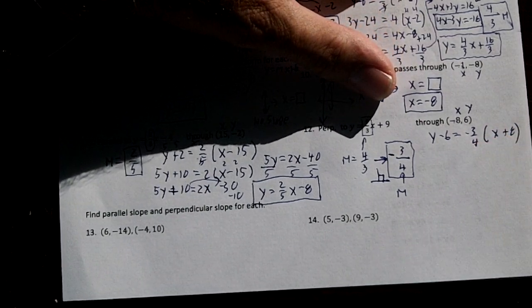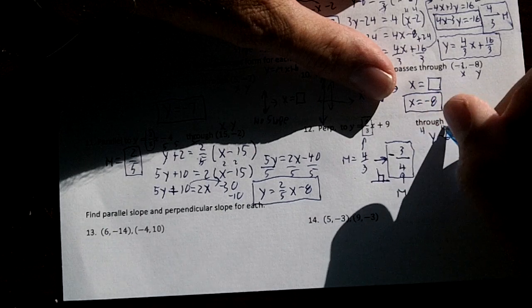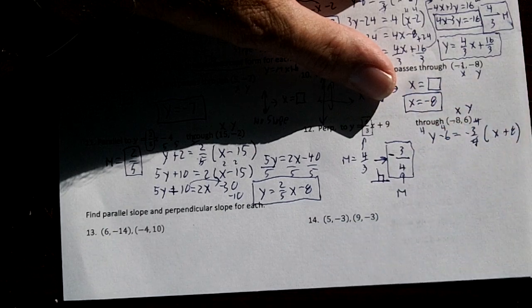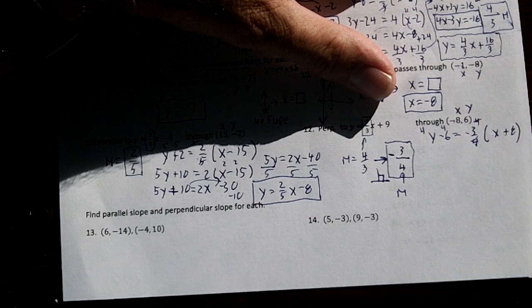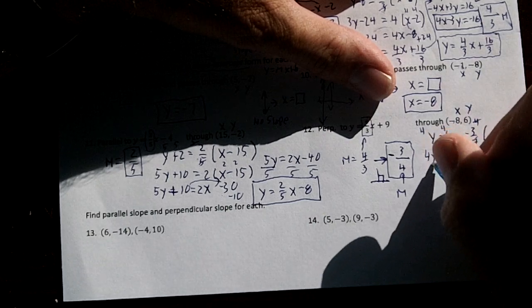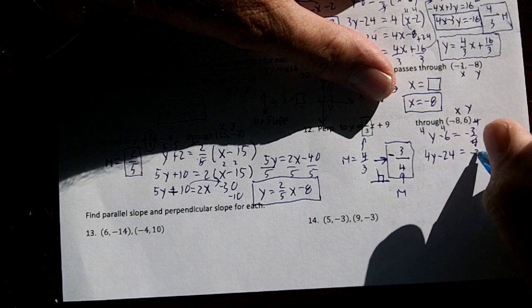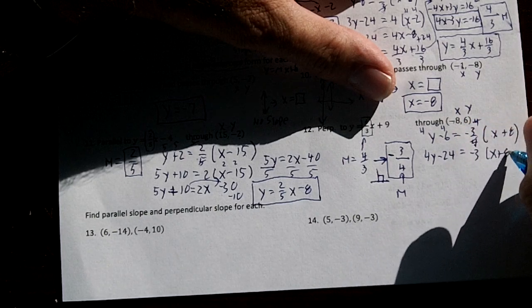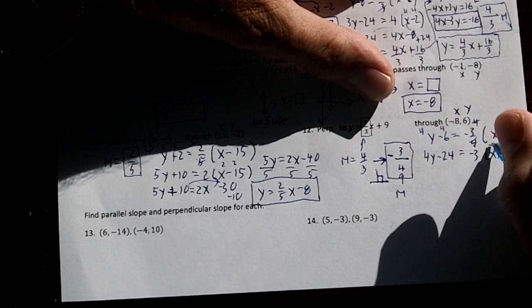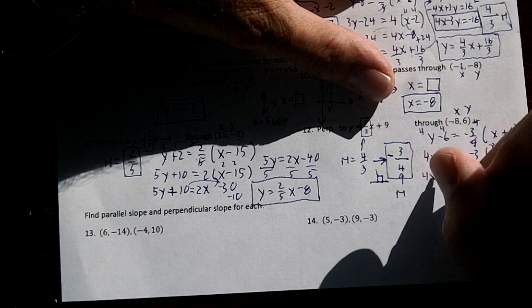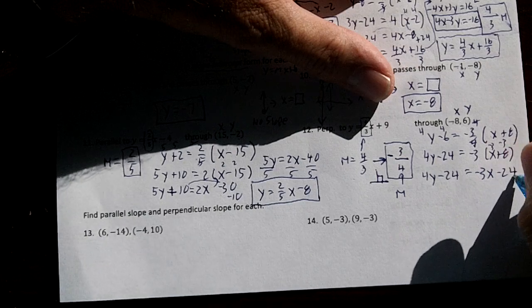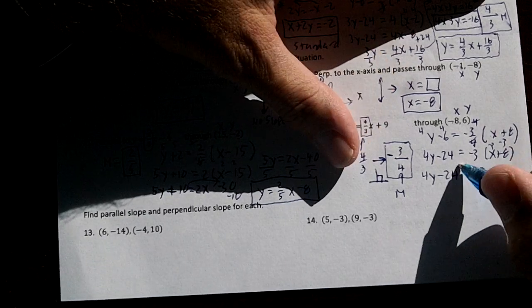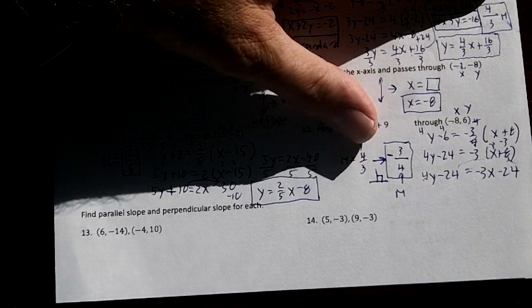I'm going to get rid of that 4 right off the bat. So 4, 4, 4. And that's going to delete the 4s. These don't get 4s because I haven't distributed yet. It's one big term. So this is going to be 4y minus 24 equals -3 parentheses x plus 8. Now then I could distribute the -3. 4y minus 24 equals -3x minus 24. And I want slope intercept, so I'm going to move over the 24 and divide by 4, aren't I?